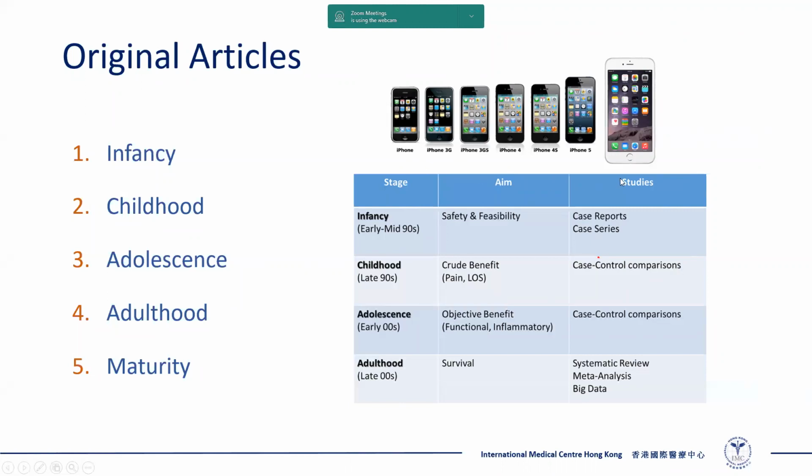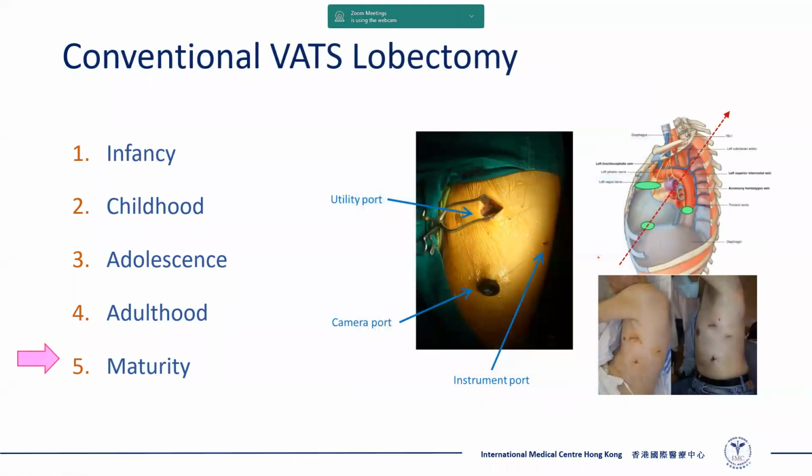It's like buying an iPhone. If you're already up to iPhone 8 or iPhone X, nobody's going to buy an iPhone 4 anymore, right? So it's the same thing with papers. So let's take a few examples. For example, conventional 3-port VATS. Where are we now? All these papers have been published.